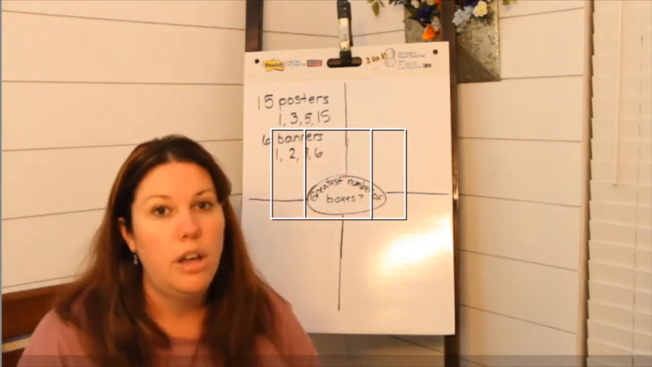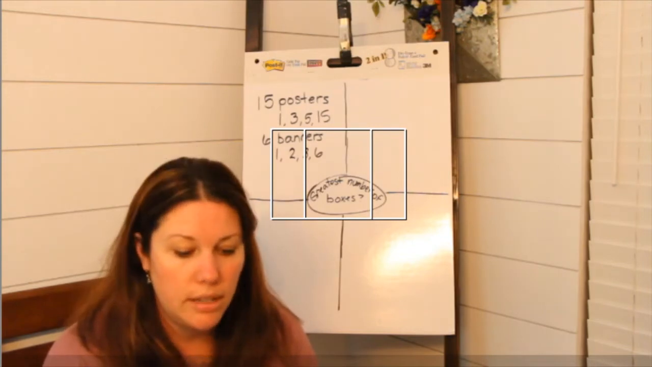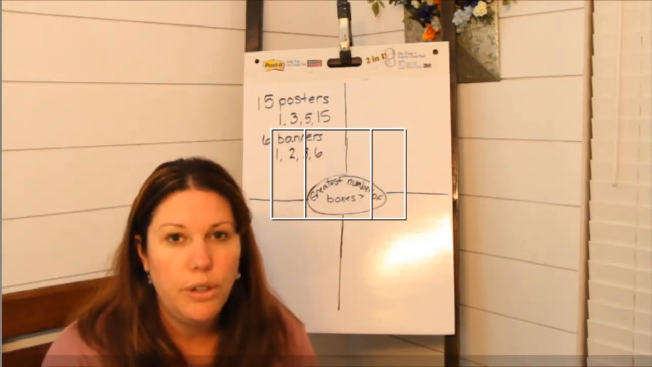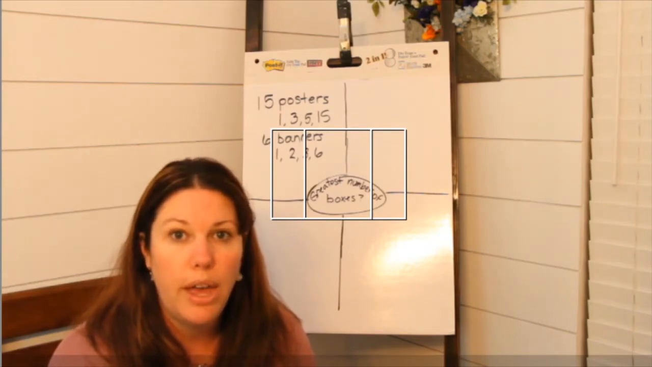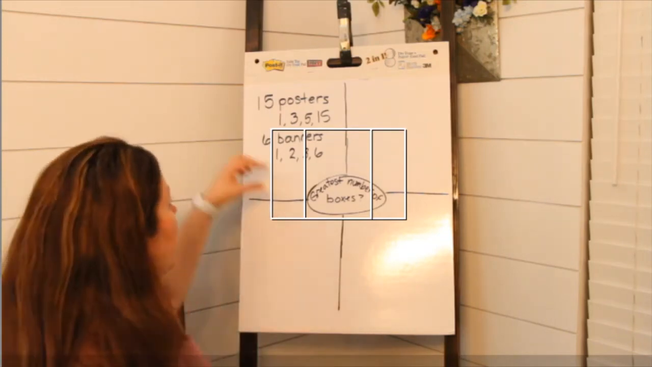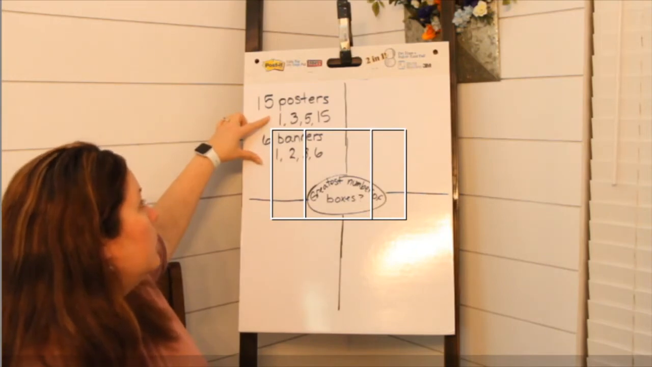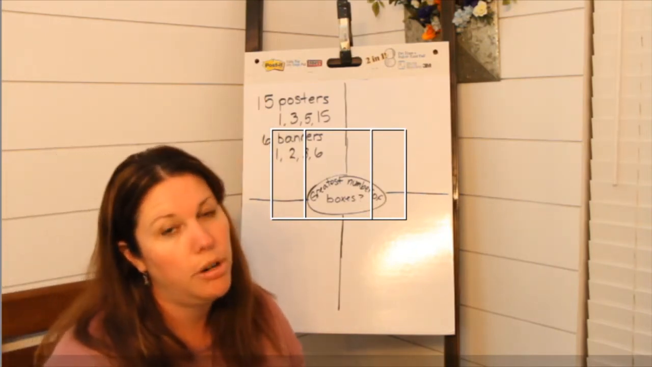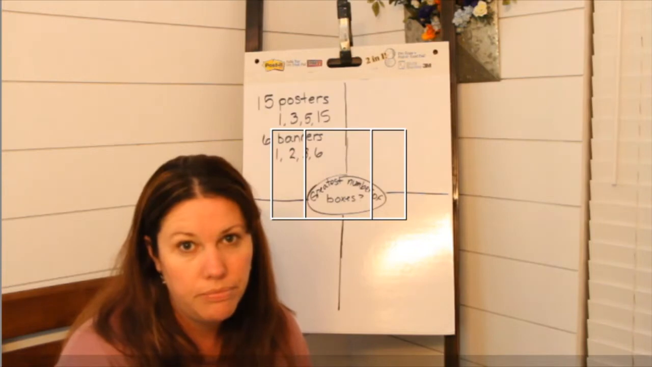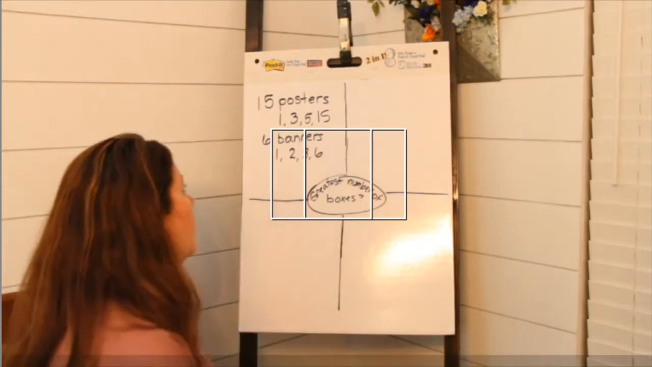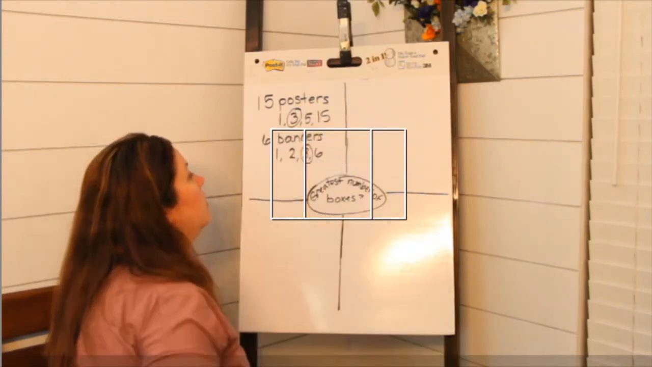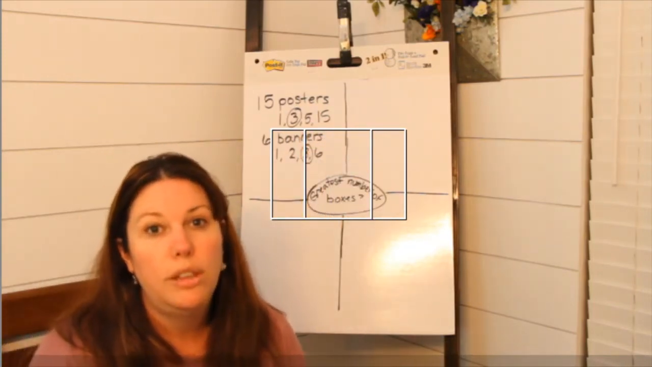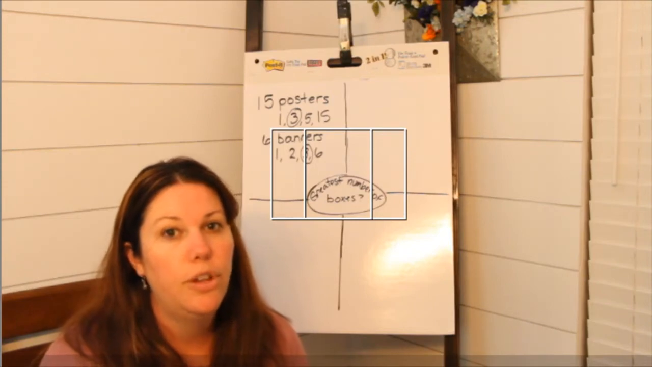Okay, so there's our factors for 6 as well. So when we're looking for the greatest number, we're looking for the largest number that they both have in common. So look at our sets of factors here. What's the largest number that they both have in common? 3. So we're going to circle 3 on here and 3 here. So we know that the greatest common factor for the numbers 15 and 6 is 3.